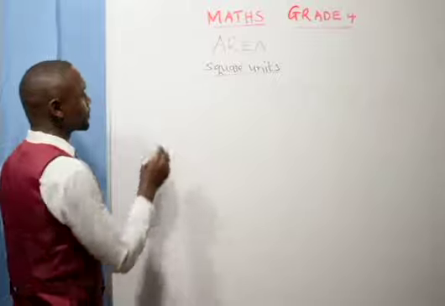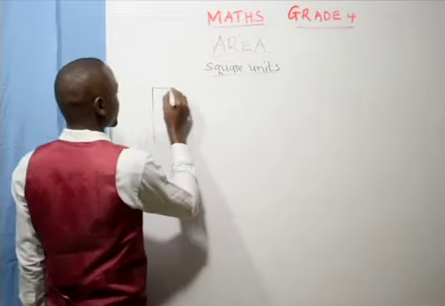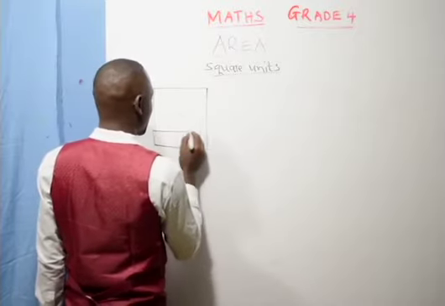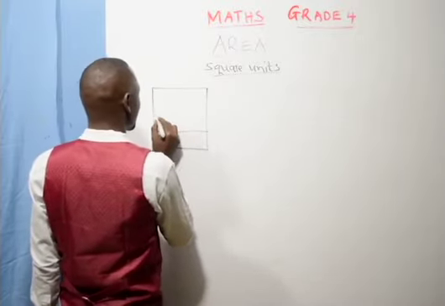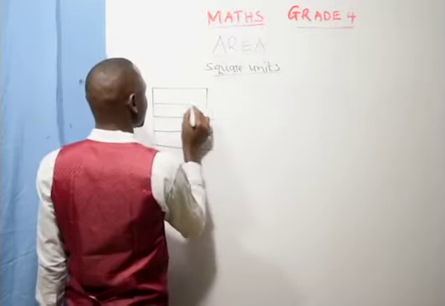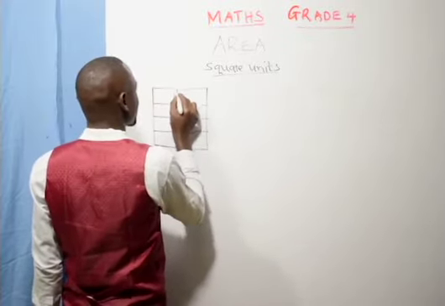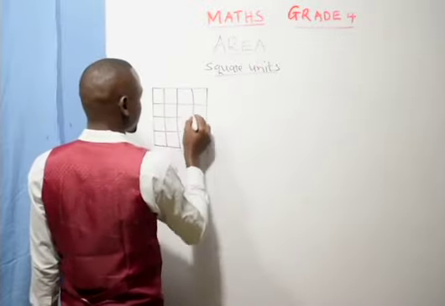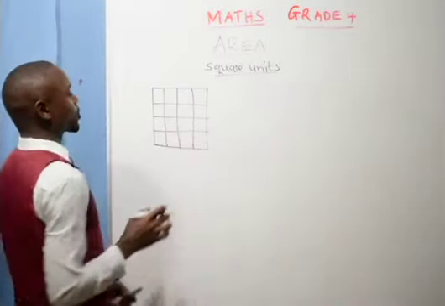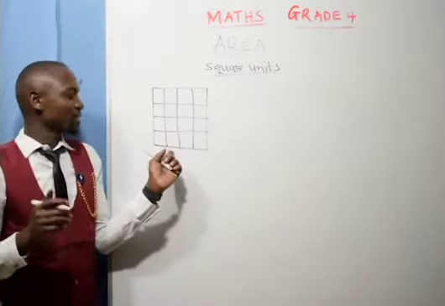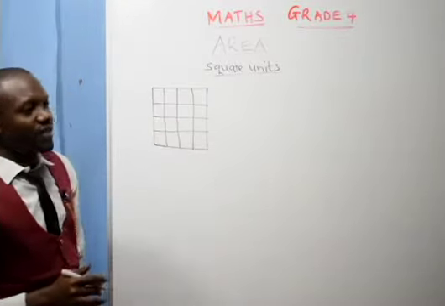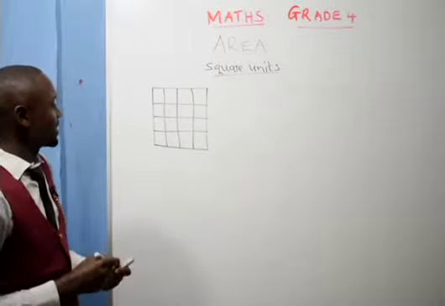For example, we have a piece of land here, or a figure here. It is divided into squares. So the number of squares in this figure is equivalent to its area. How many squares are in this figure?